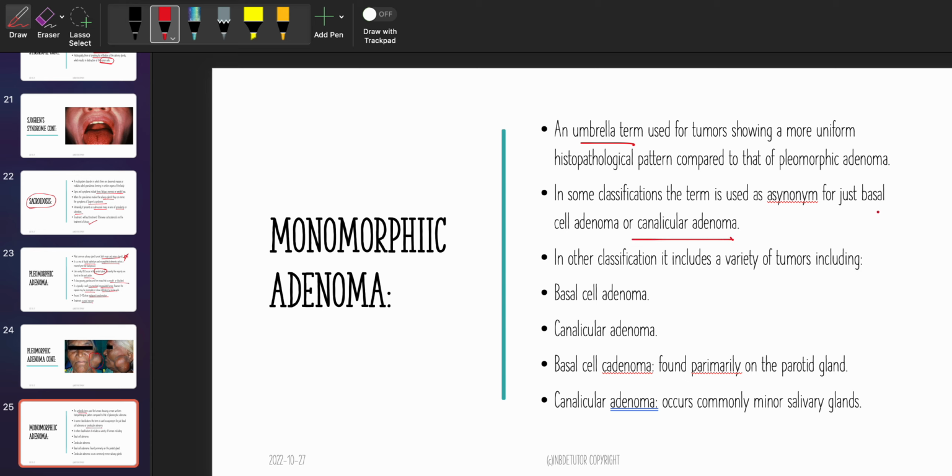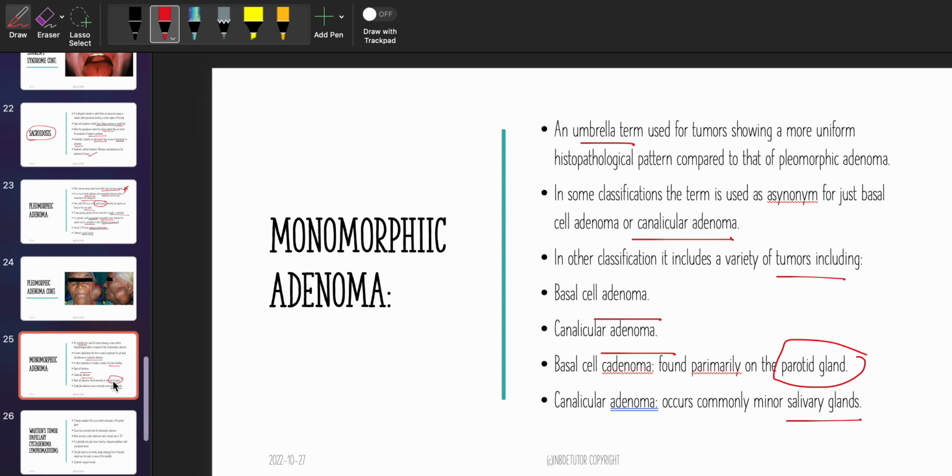In some classifications, the term is used as a synonym for just basal cell adenoma or canalicular adenoma. So when you combine these two adenomas, you can give an umbrella term, which is the monomorphic adenoma. In other classifications, it may include a variety of tumors, including basal cell adenoma and canalicular adenoma. Basal cell adenoma is found primarily in the parotid gland, which is the major salivary gland, and canalicular adenoma in minor salivary glands on the posterior palate and the lip.